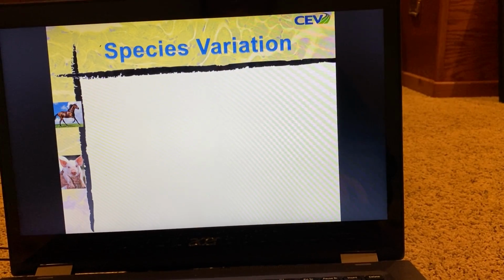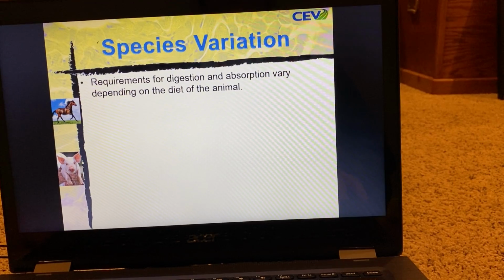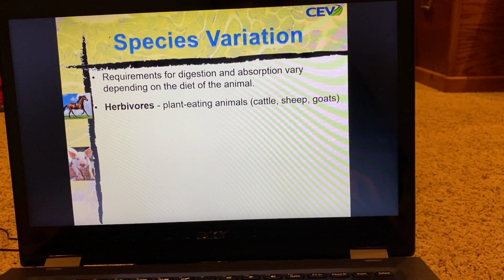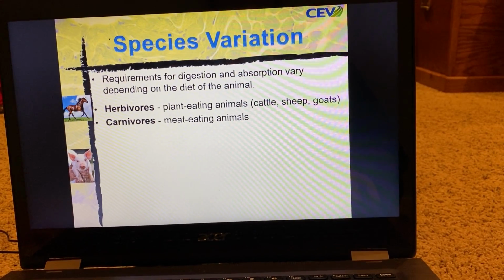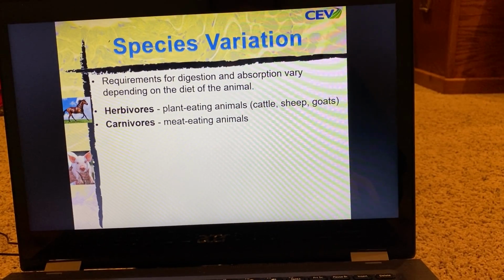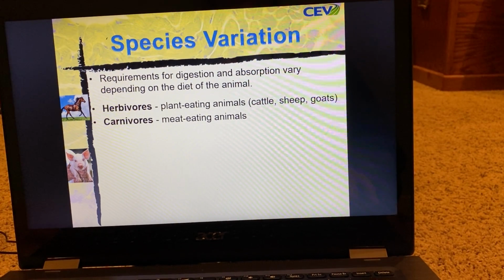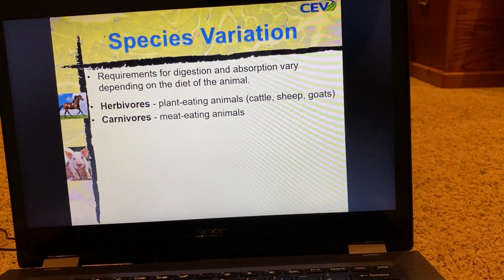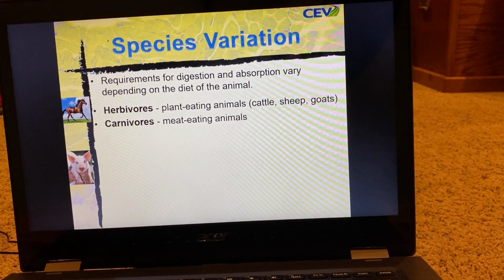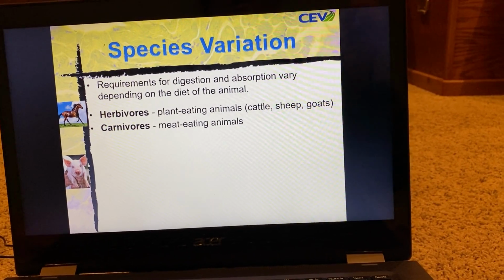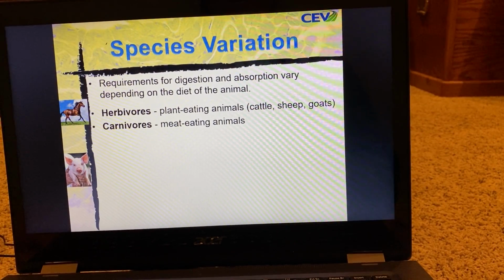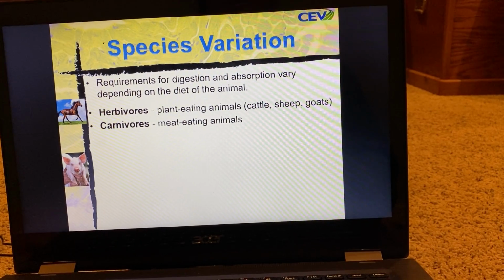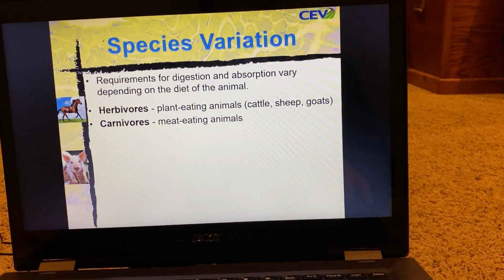All right, some different species. It depends on what the animal is going to eat. So you guys have probably heard of herbivores and carnivores. An herbivore is something that eats just plants. So cows just eat plants, sheep, goats, horses. Carnivores eat meat. So something that would just eat meat would be something like a lion or a tiger.